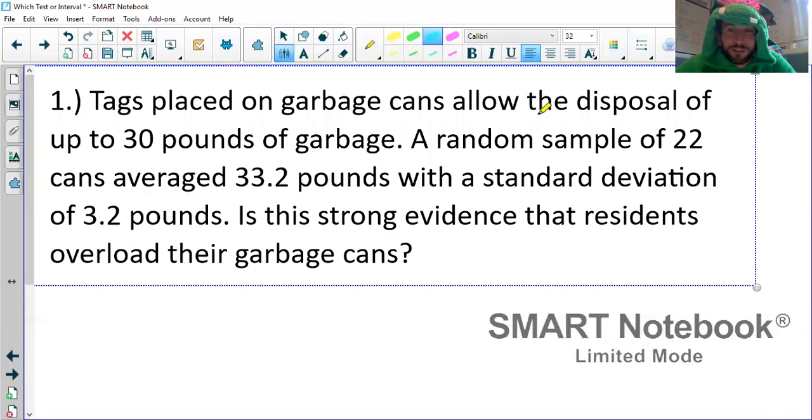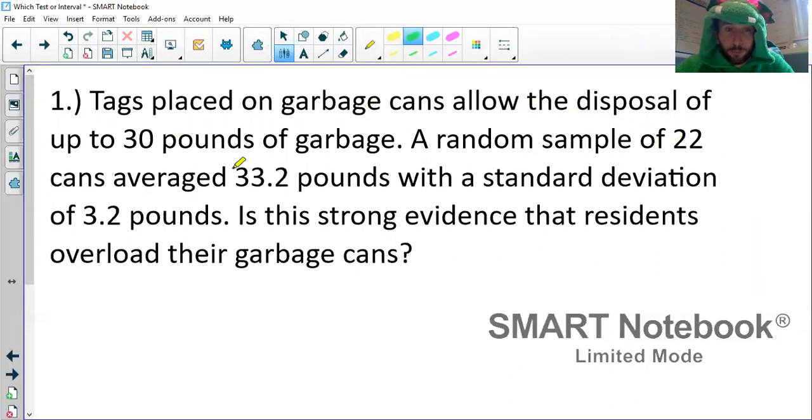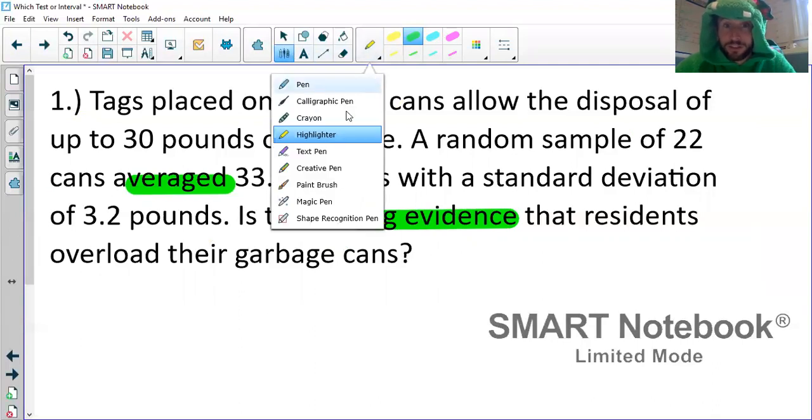So here we've got tags placed in garbage cans. The garbage can holds up to 30 pounds of garbage. Got a random sample of 22 cans. Got an average of 33.2 pounds, standard deviation of 3.2 pounds. Is there strong evidence residents overload their garbage cans? So as we're thinking about this, you want to think, how many samples do I have? One sample.